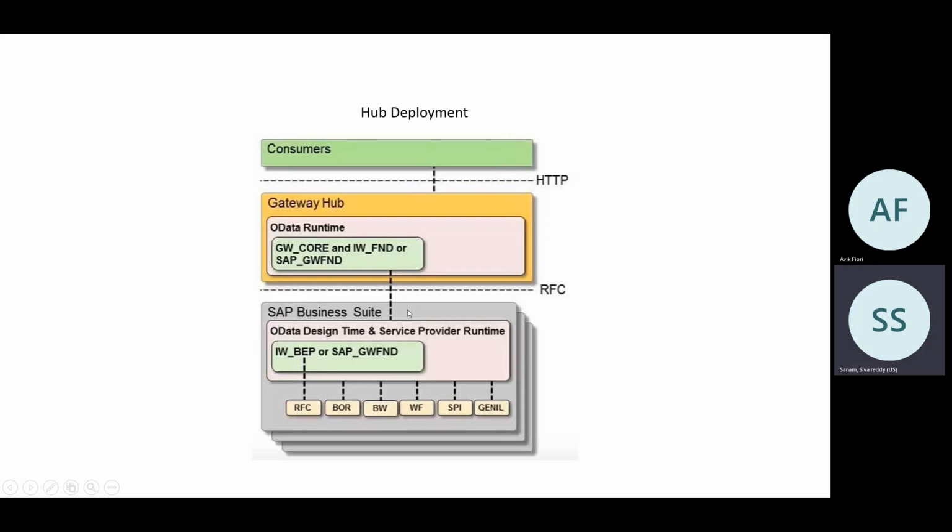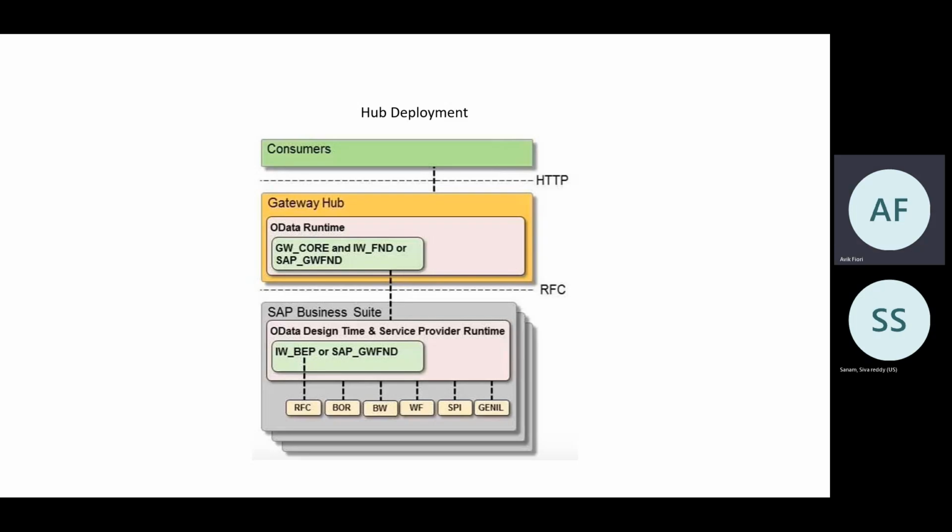No. Okay, so this is the hub-based. In hub deployment, your gateway server is always separated from your backend system. So how is it interlinked? It is interlinked with the help of RFCs. You can access your data with the help of remote function calls.